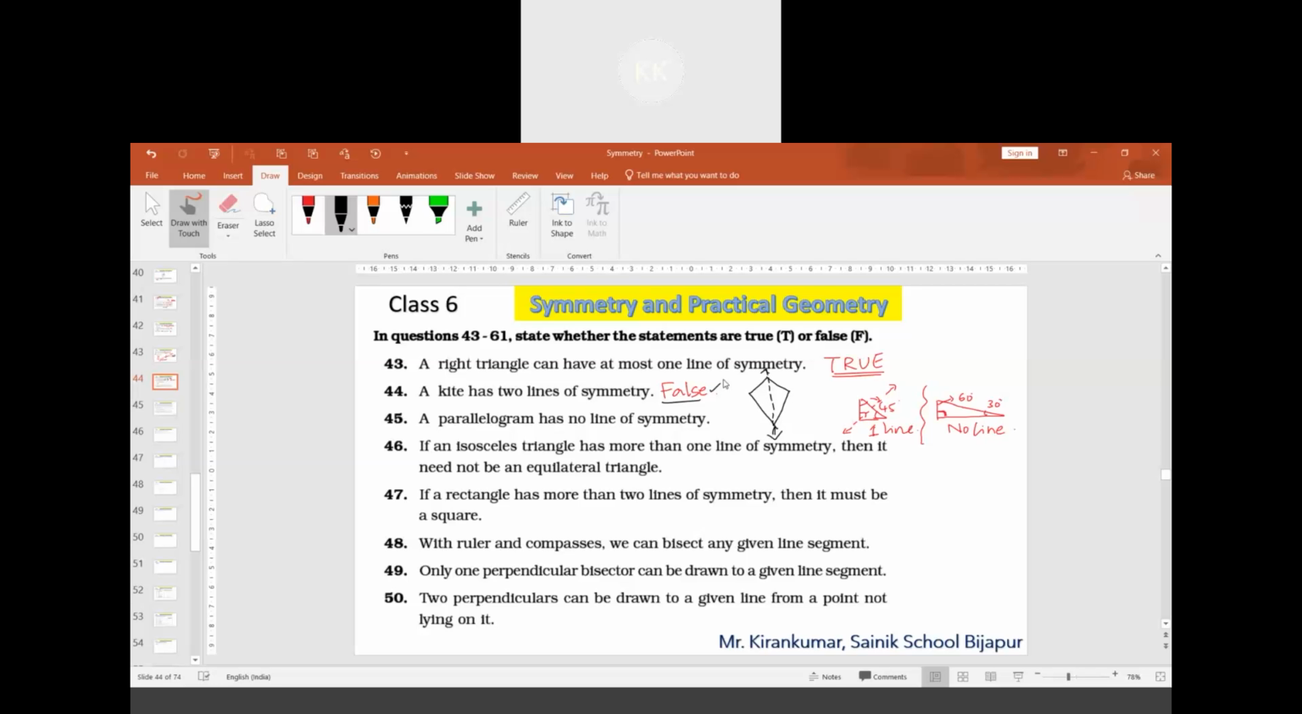Coming to question number 45. A parallelogram has no line of symmetry. This statement is true. When we have a parallelogram like this, can we have a line of symmetry? If these two sides are parallel, we cannot have a line of symmetry. So no line of symmetry.